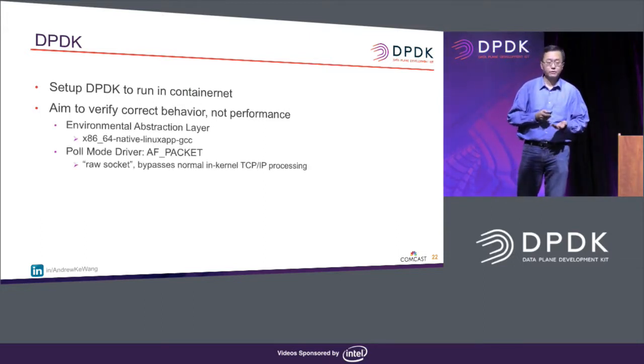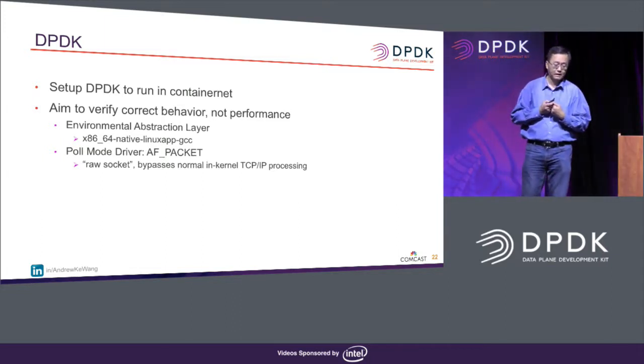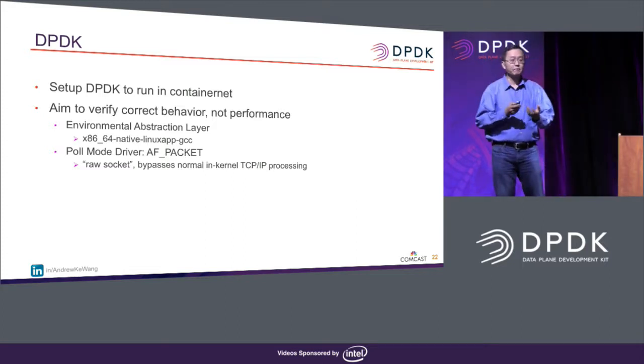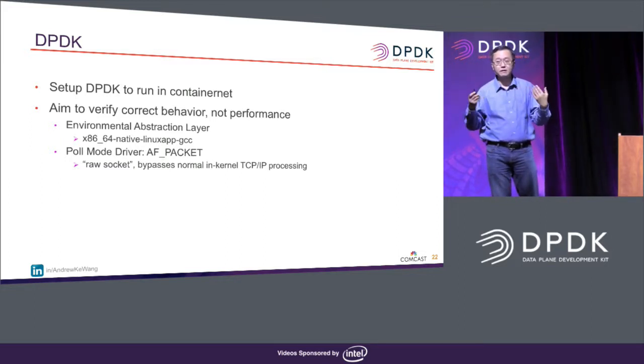So in our setup, we use this environment abstraction layer definition for Linux, and we are using the AF packet PMD. AF packet is actually a raw socket in the Linux kernel. Essentially, if an application is grabbing packets from the AF packet socket, more correctly, it ends up grabbing an Ethernet frame. It bypasses the entire TCP/IP networking stack of the Linux kernel. So that AF packet PMD is what we're using to run DPDK apps in Containernet.